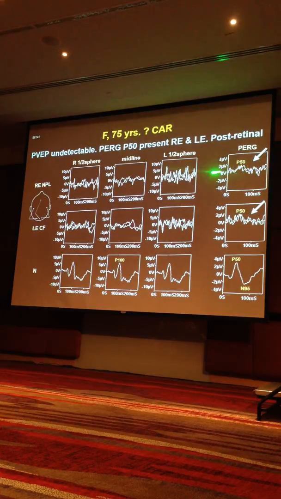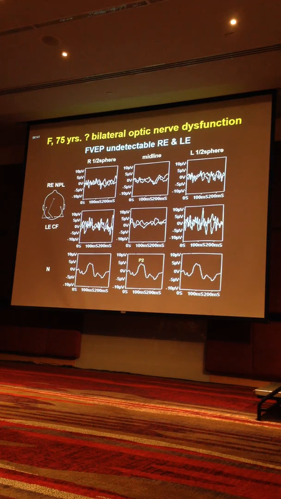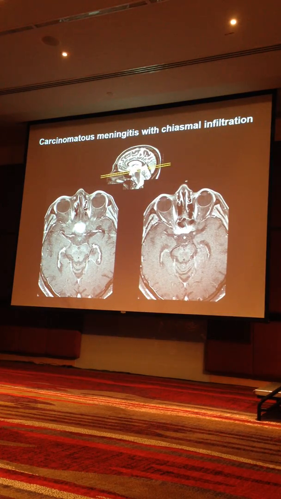We were therefore able to record a pattern ERG P50 component showing that the macular function is intact, and there was loss of the N95 component, suggesting this is post-retinal and probably optic nerve disease. Flash VEPs were also undetectable. And then when she had a decent MR, she actually had carcinomatous meningitis with chiasmal infiltration. And this is one of the rare cases where a patient with carcinomatous meningitis presents with visual loss.